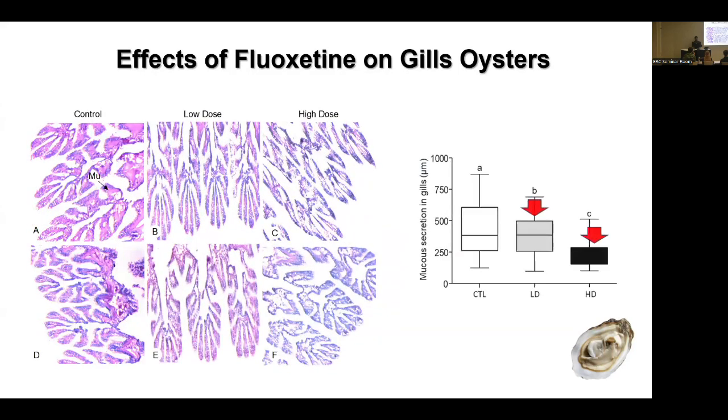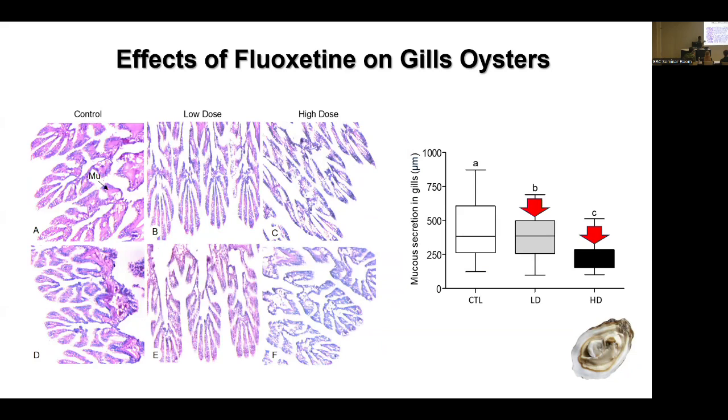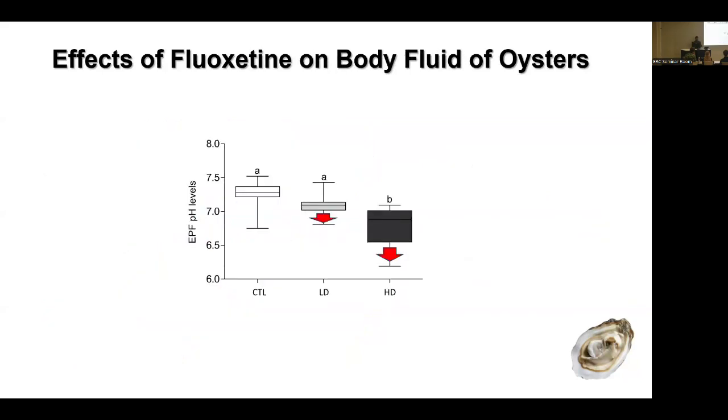So the effects of fluoxetine in oyster gills, as we can see, the purple color indicated by the arrow sign is mucus. In control, a very uniform and good amount of mucus, but in low dose and high dose, there is a significant lack of mucus production because of fluoxetine in oyster gills. That is representing that fluoxetine is also producing its deleterious effect, destroying the mucus production in oyster gills.